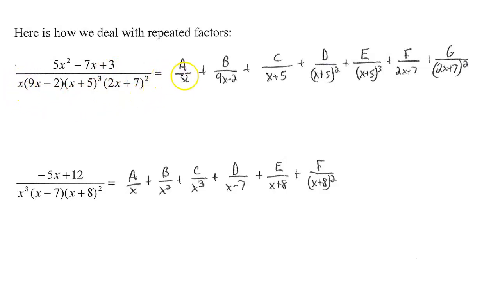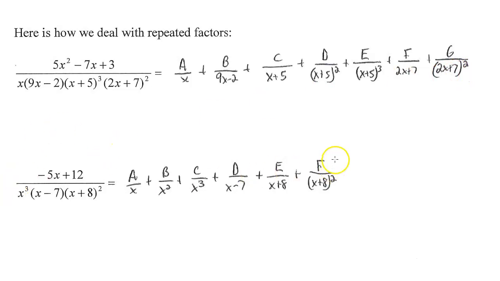We can write this as a over x plus b over 9x minus 2 plus, okay, now here's our repeated factor. We're going to go c over x plus 5 plus d over x plus 5 squared plus e over x plus 5 cubed. Okay, and by the way, if it were to the fourth power, we'd do plus f over x plus 5 to the fourth power. Okay, and then we have another one here where we have a repeated factor, so we put f over 2x plus 7 plus g over 2x plus 7 squared.